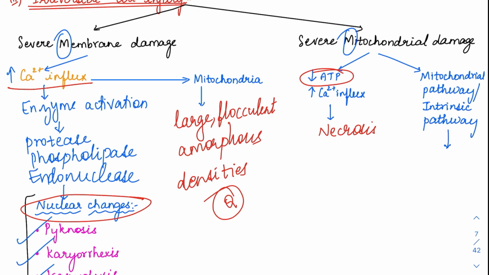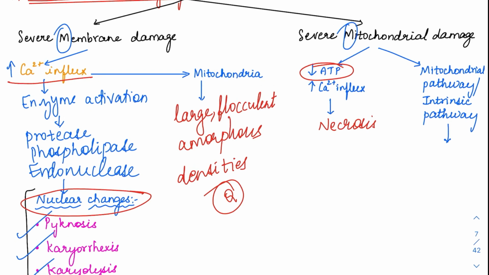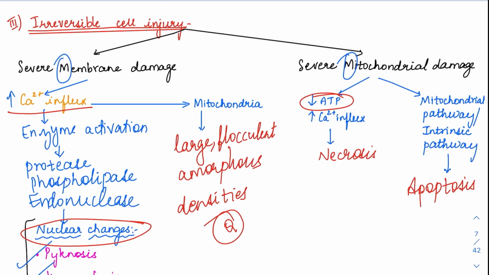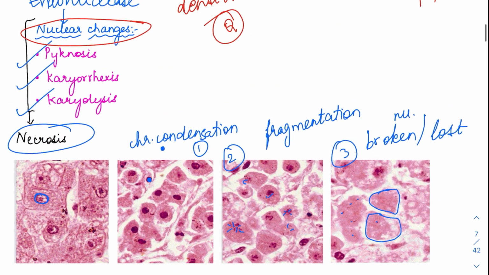So when the membrane is damaged and these kinds of nuclear changes happen, it will lead to the form of cell death called necrosis. While mitochondrial damage can also lead to another kind of cell death called apoptosis. How? Because one of the mechanisms of apoptosis is the mitochondrial pathway, which is also called the intrinsic pathway. So that will lead to the form of cell death called apoptosis. So irreversible cell injury can lead to both severe membrane and mitochondrial damage, and severe mitochondrial damage can lead to both necrosis and apoptosis kinds of cell death. And remember the nuclear changes which happen in necrosis in the order.